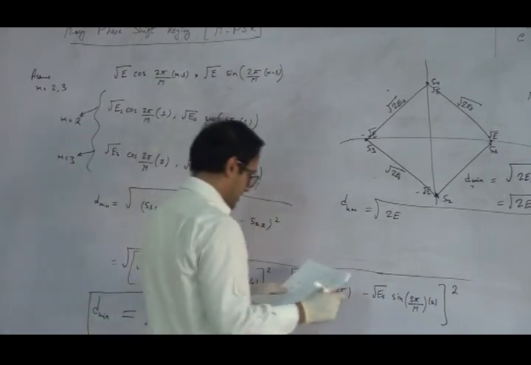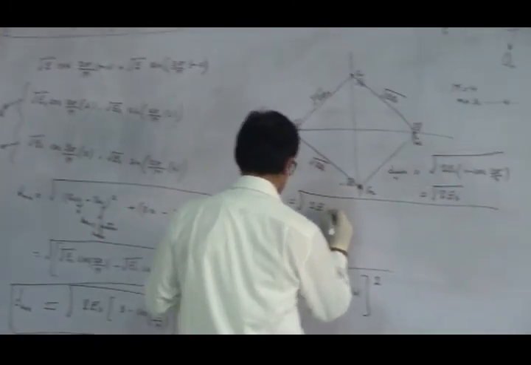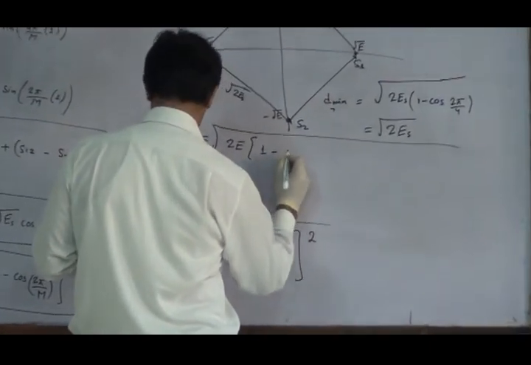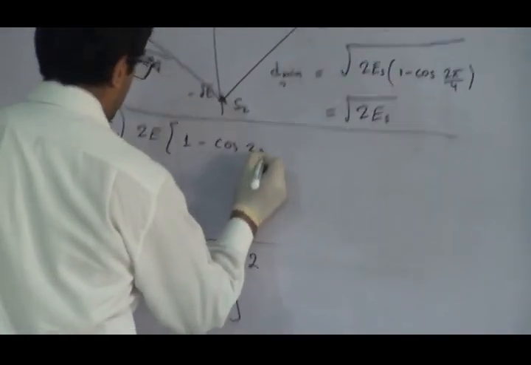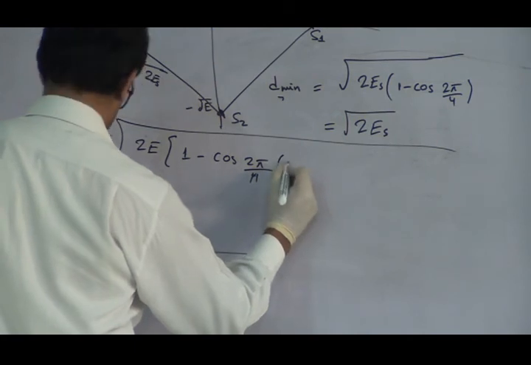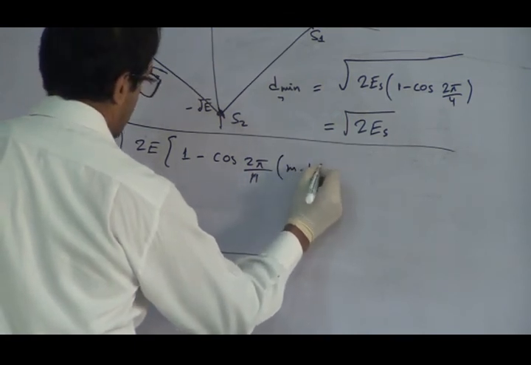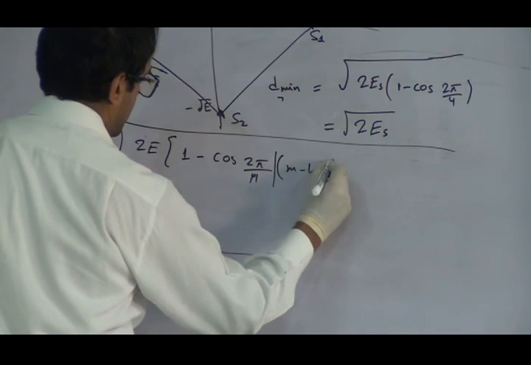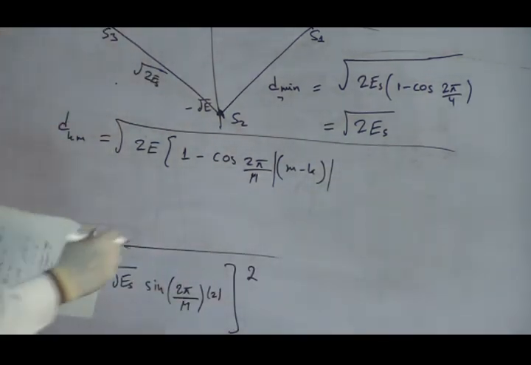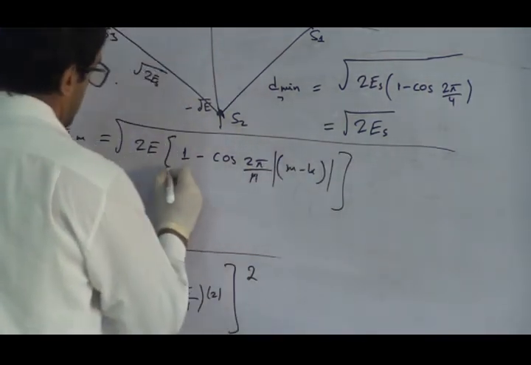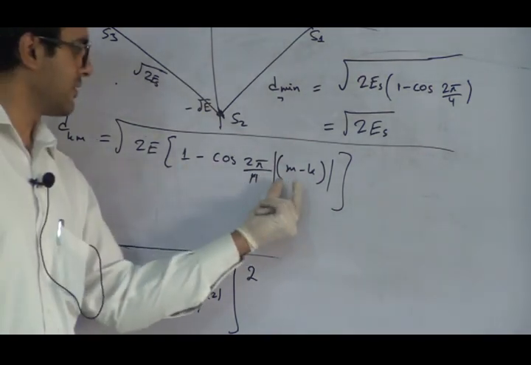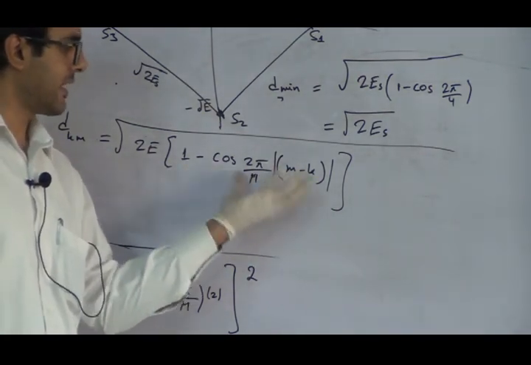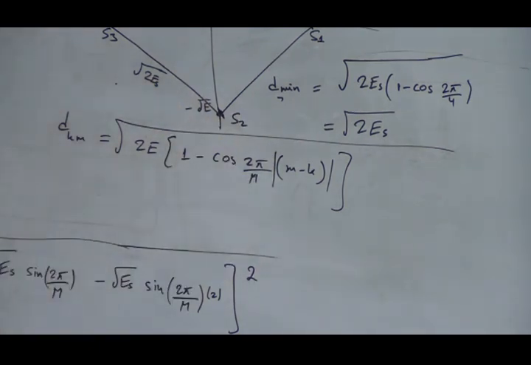You will end up reducing the equation to this form: 2E times 1 minus cos of 2 pi by capital M, times the magnitude of m minus k, right? The magnitude doesn't even matter because cos is an even function. Even if you have a negative sign, it will be neutralized by the cosine function. So this is the generalized formula if you would like to compute the distance between any two signal points.